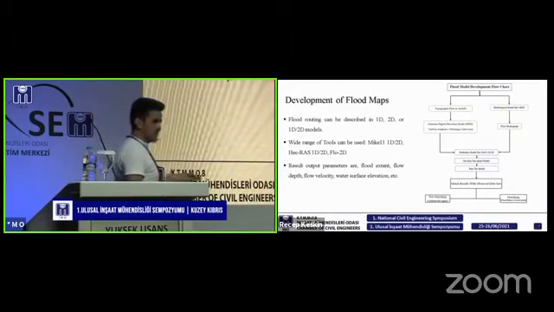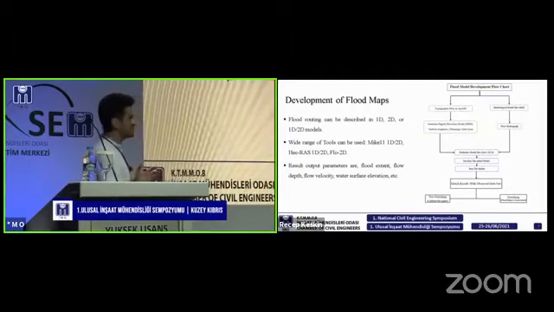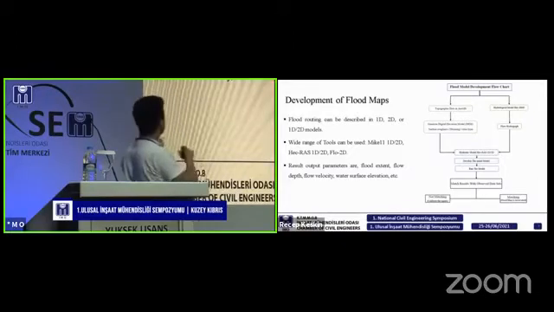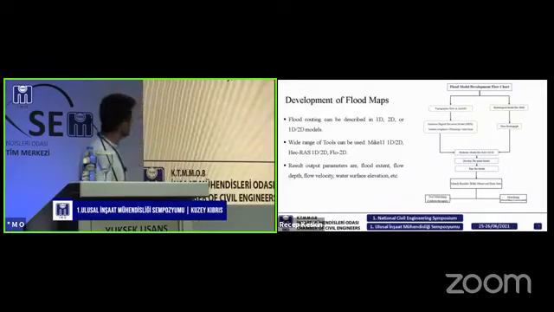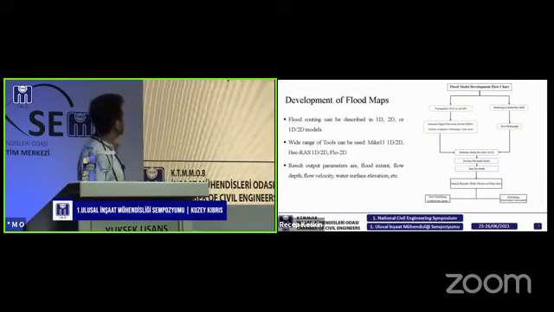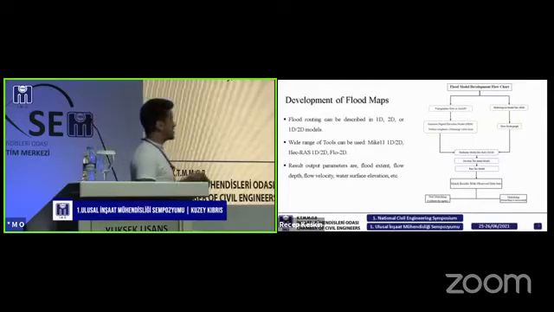A wide range of tools can be used for the development of a flood map. It's available for 1D or 2D, HEC-RAS 1D, 2D, flow 2D. And the result outputs that we get from this are very important. What kind of results do we get? We get flood extent, flood depth, flow velocity, water surface elevation, and so on.